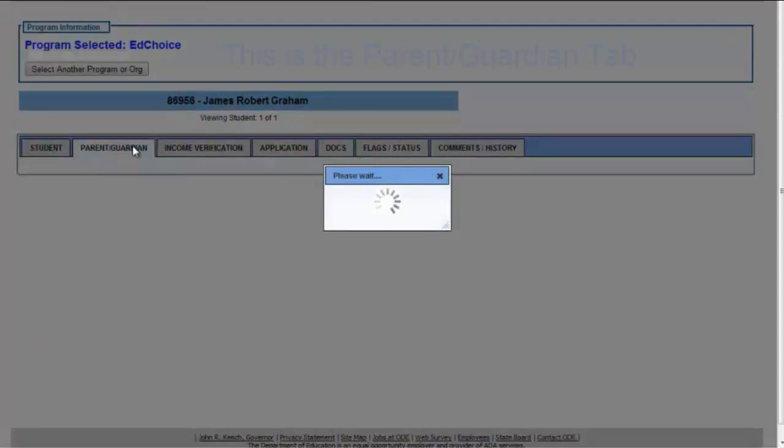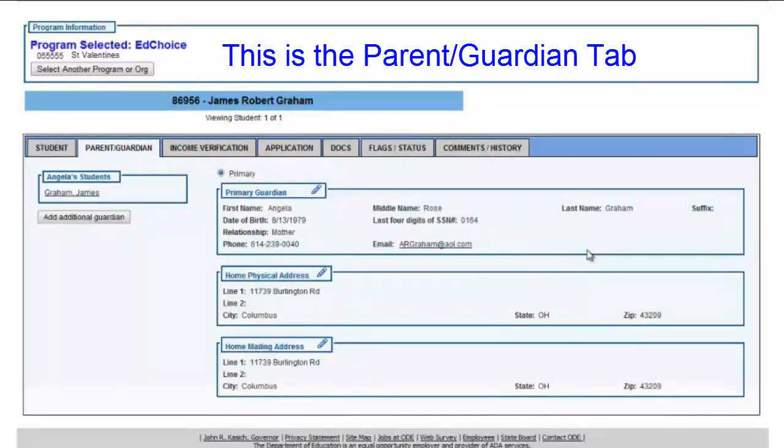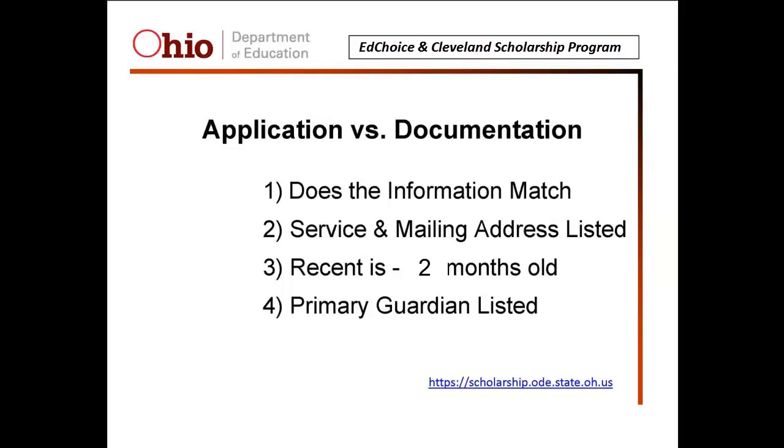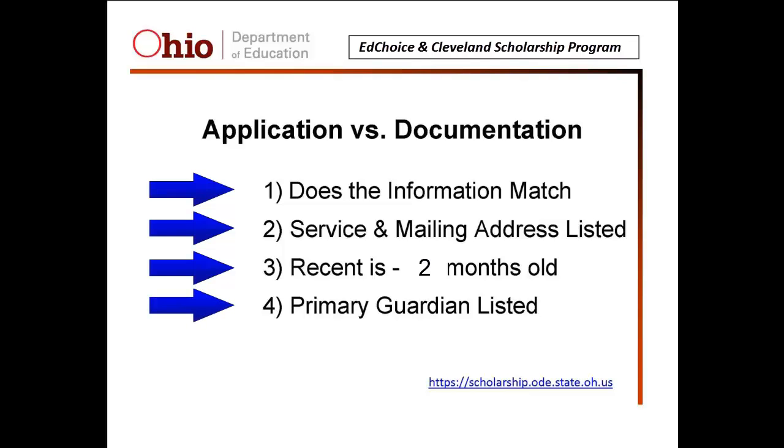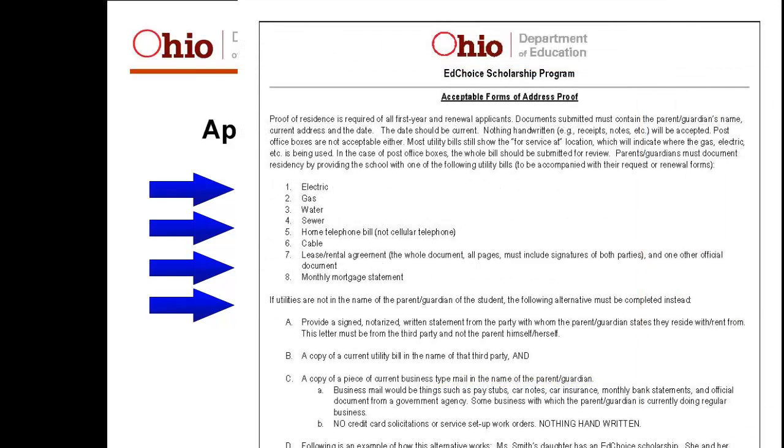The Parent-Guardian tab holds the student parent-guardian information and contact information, including where the student resides. Note: be sure to review not only the renewal application information, but to compare it to the proof of residency submitted with the application. Does the information match? Is the mailing address also listed as the service address on the utility bill? Is the utility bill less than 2 months old? Does the utility bill list the primary guardian or the parent listed on the application? Be sure to review the acceptable forms of address verification fact sheet on the EdChoice and Cleveland Scholarship websites if you have any questions.